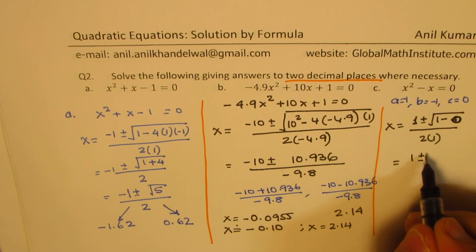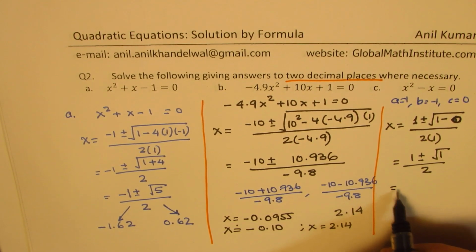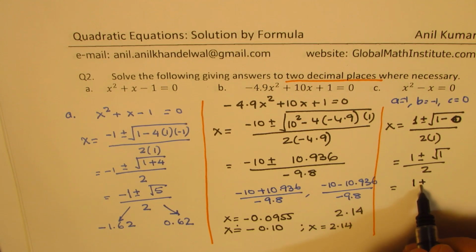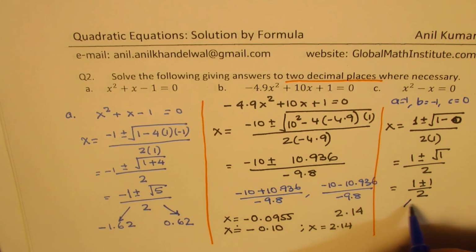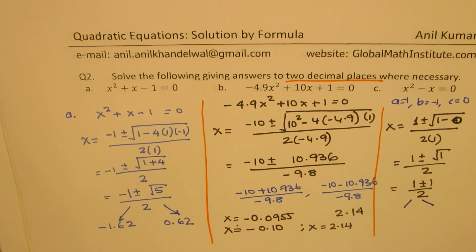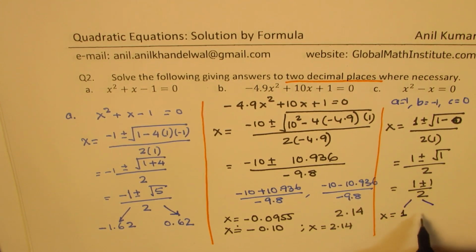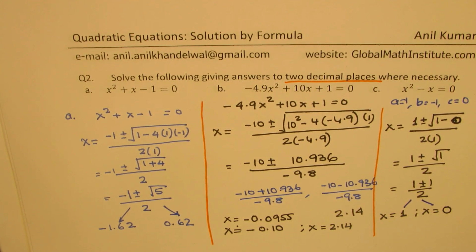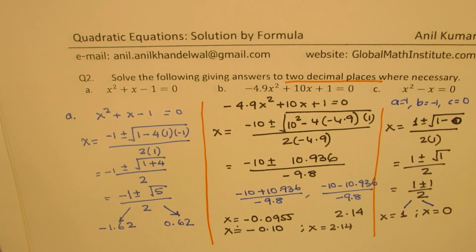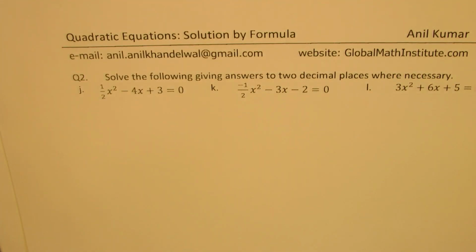So what we get here is 1 plus minus square root of 1 divided by 2. So which gives us two answers, which is 1 plus minus 1 over 2. So one of the answers here is x equal to 1 plus 1 divided by 2, which is 1. And the other one is x equals 1 minus 1 divided by 2, which is 0. So we get these two as our answers for question number 2. So I hope that is absolutely clear, right? Now let's take the next question.